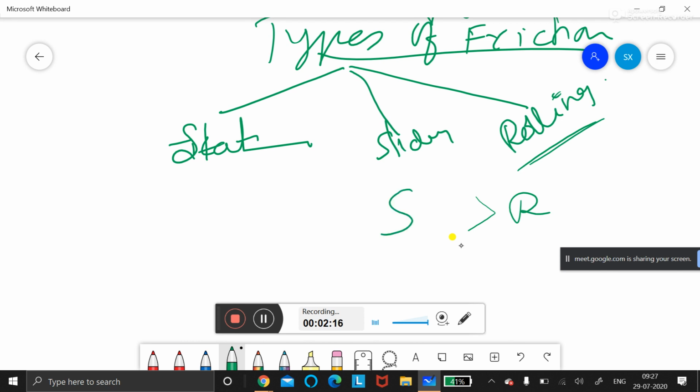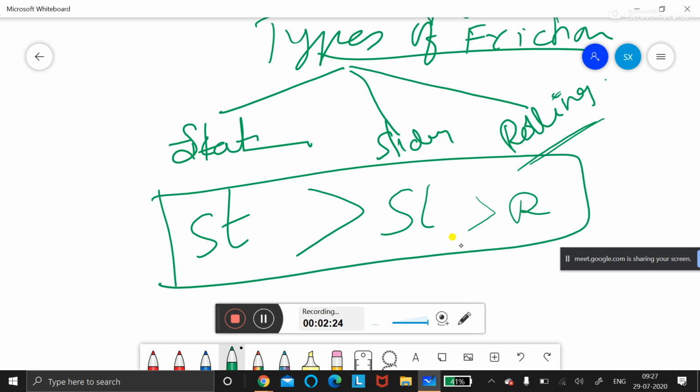Sliding friction is greater than the rolling friction, and static friction is greater than the sliding friction. You know the symbols greater than and less than in mathematics, so remember that symbol. Rolling friction is the smallest friction. Now go to the effects of friction.